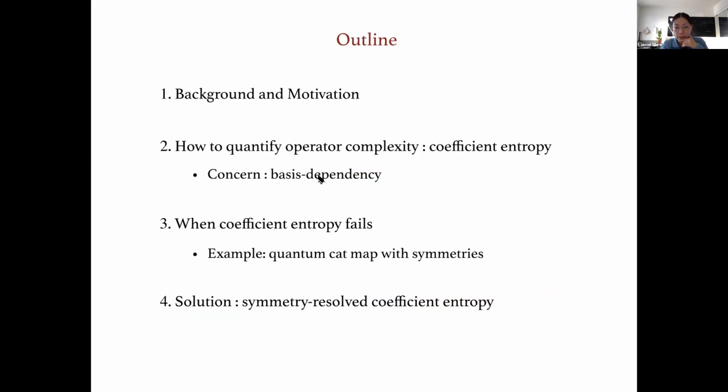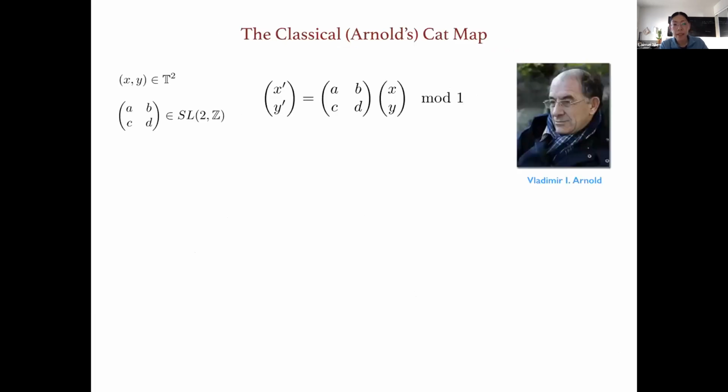Okay, so now this brings us to the next section, which is when coefficient entropy fails. Let me introduce you to our playground, which is the quantum cat map. Let me give you first a brief review of the classical cat map. It was introduced by Vladimir Arnold, the Russian mathematician.